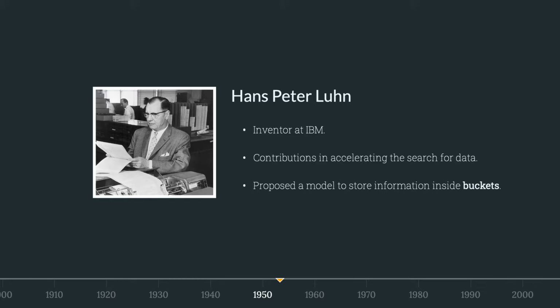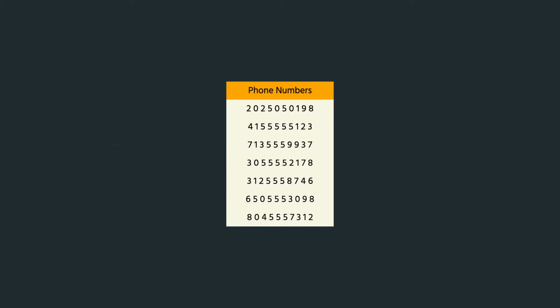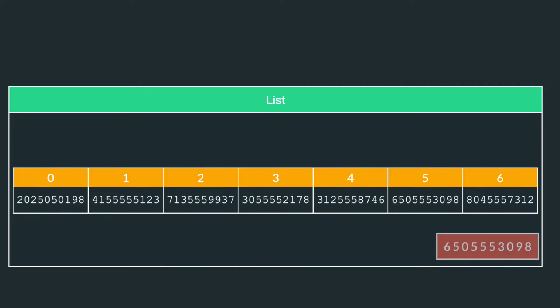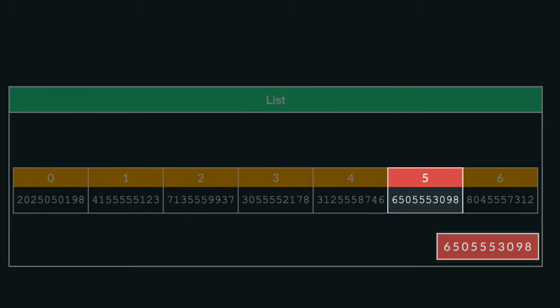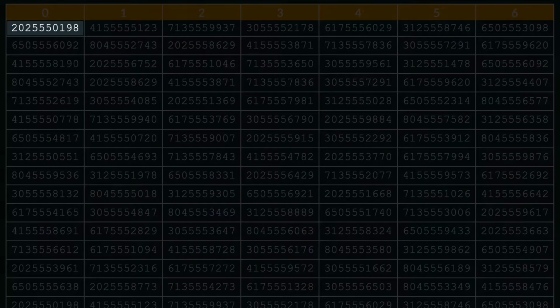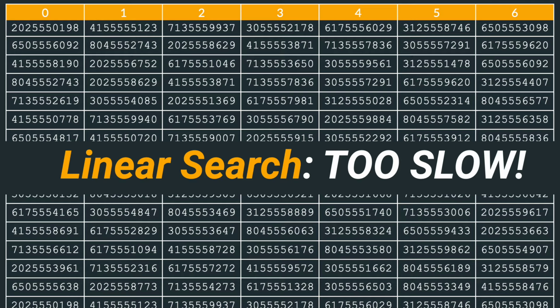I think we should take a closer look at Hans's ingenious idea. Imagine you're building a program to search a database of phone numbers. The straightforward approach would be to store the phone numbers in a list and then compare each element against a target value one by one until you find your match. This technique is called linear search, and it works well for small datasets, but with a large database like 1 million records, searching through it one by one would be very slow and very inefficient.